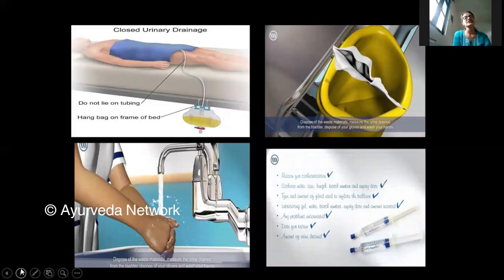After you have inserted the catheter properly, you have to tie the wire of the catheter over the thigh of the woman, and you have to make sure that the bag is a little below the level of the urinary bladder.